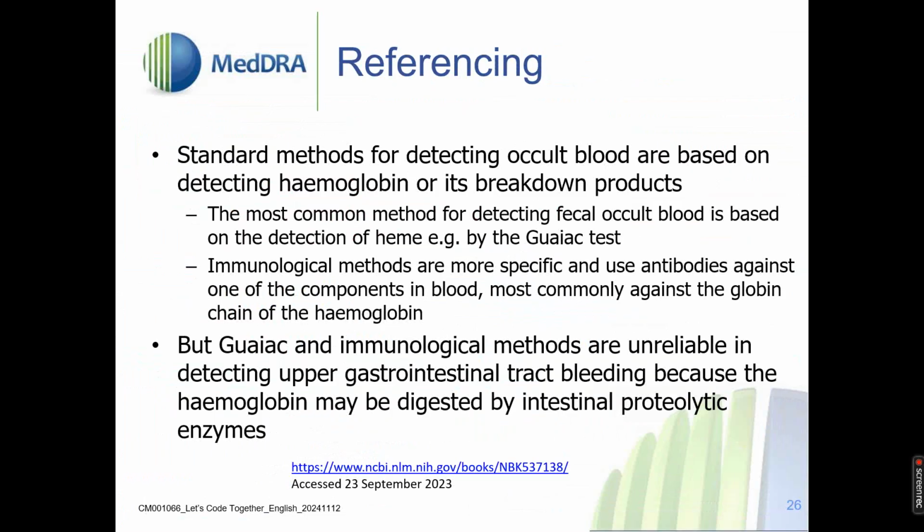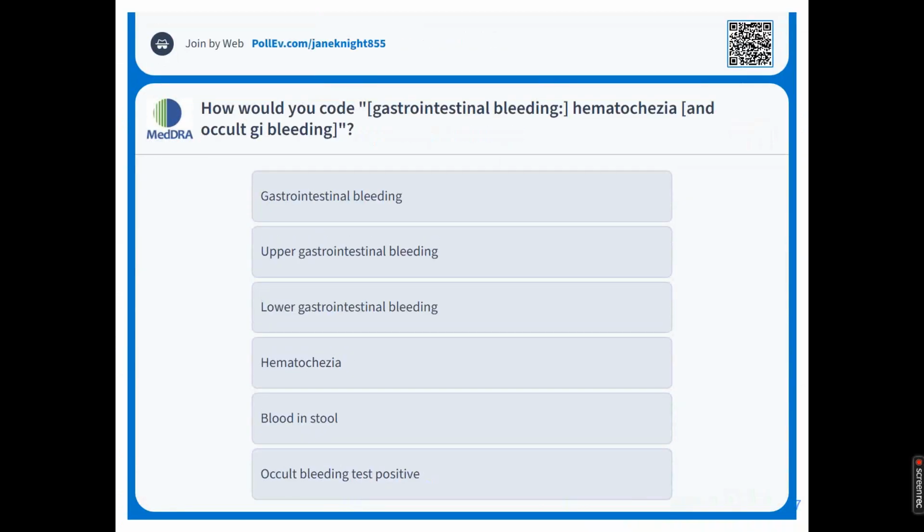But Guaiac and the immunological methods can be unreliable in detecting upper gastrointestinal tract bleeding because the hemoglobin may be digested. So if you think about it, if it's high up in the stomach, for example, the blood has got to travel through the digestive tract and the intestinal enzymes there will break down the proteins and digest the blood. So it's more difficult then to detect in the stool if it's been digested. However, as we'll see shortly, it's not quite as straightforward as that.